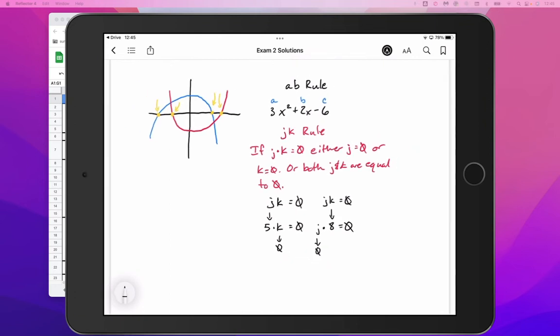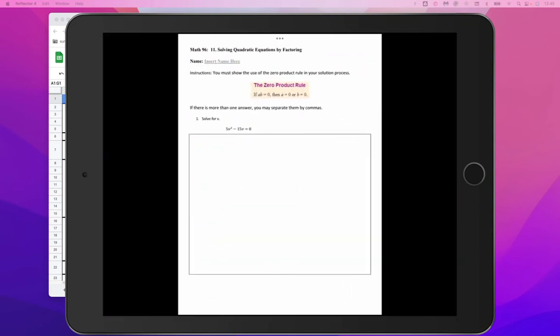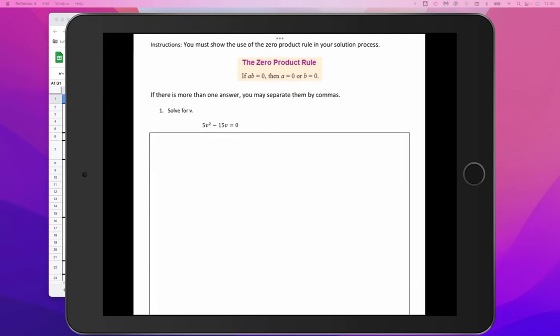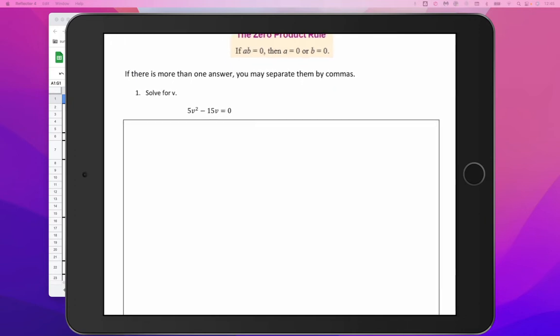So that brings us back to today's homework assignment. And what I just described is all that stuff at the top, the zero product rule. They use AB, I use JK, same thing. But let's check out how that applies to finding a solution to a quadratic.